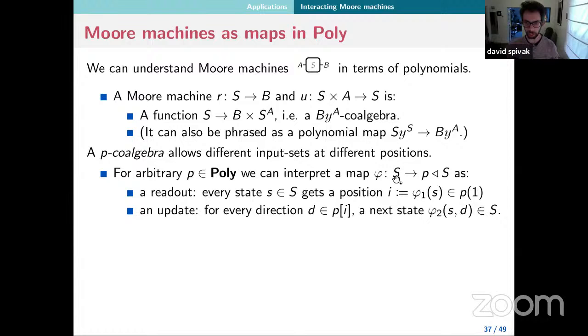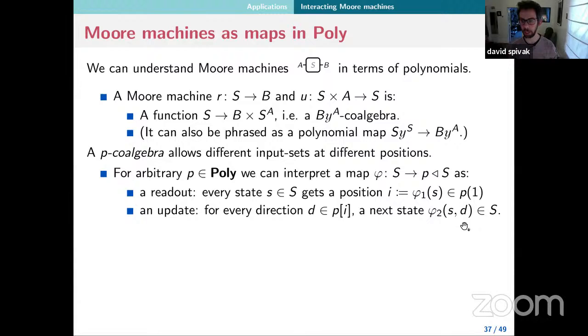So given a polynomial coalgebra, we can think of it as every element of S, every state, gets an output or a position in the polynomial: in the tunnel, out of the tunnel, saying hello, saying goodbye, whatever, things that you can display to the world. And given any direction in that position, you get an update, a next state.